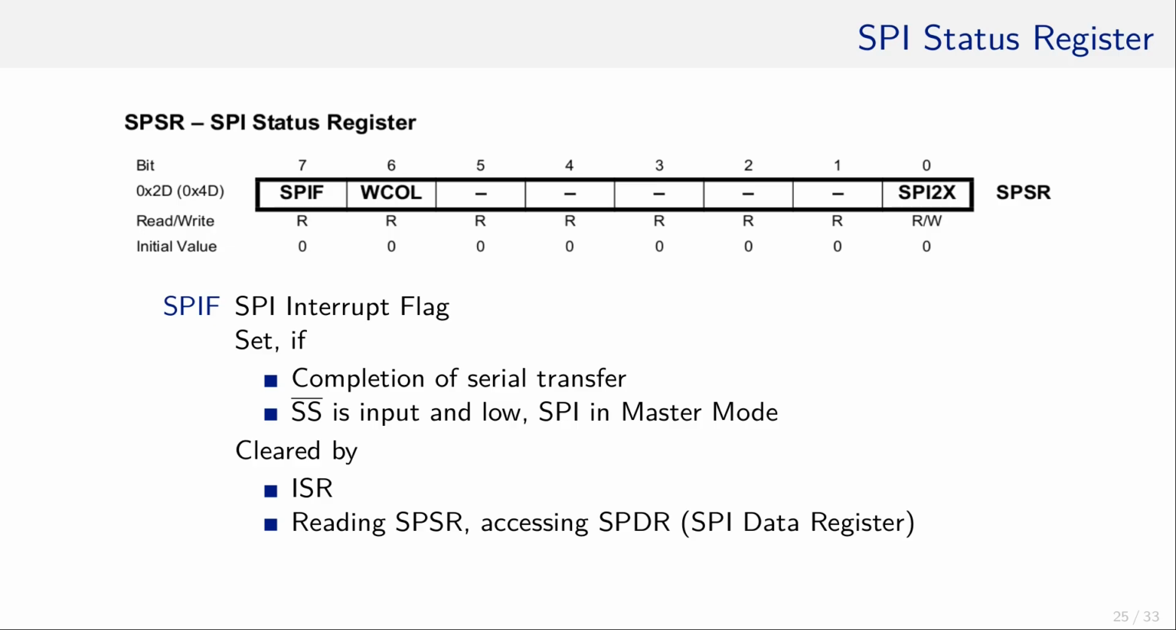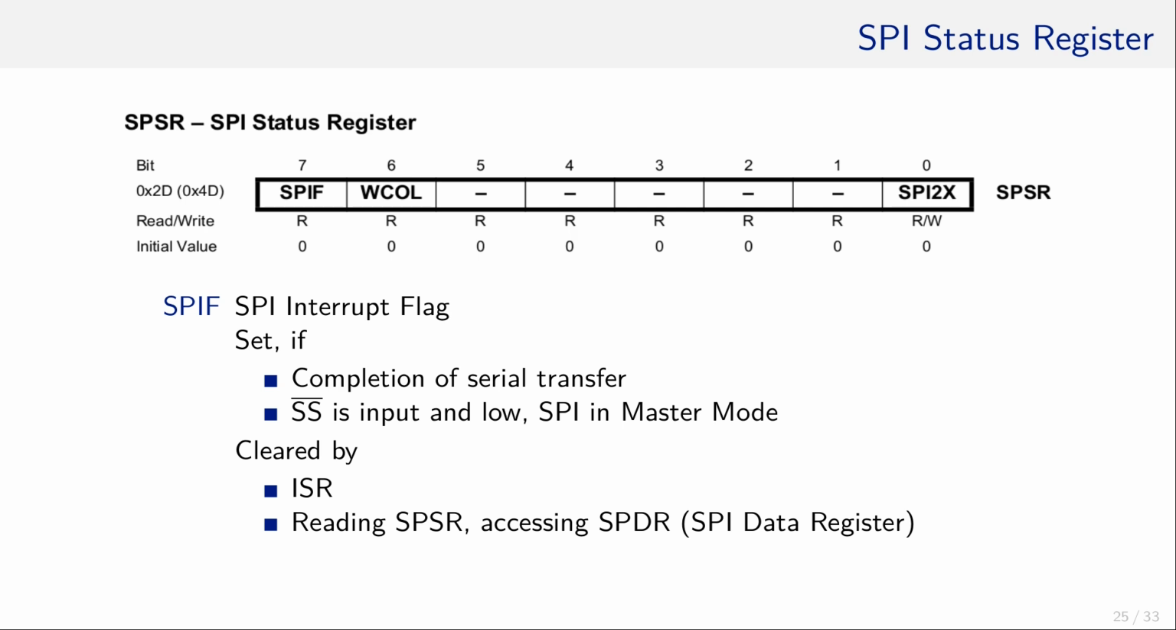It is also set if the SPI hardware unit is set to master mode, the slave select is an input despite it should be an output, and someone pulls down the SS wire. That means someone else is master in the bus. It is useful if you would like to switch roles in the SPI bus.